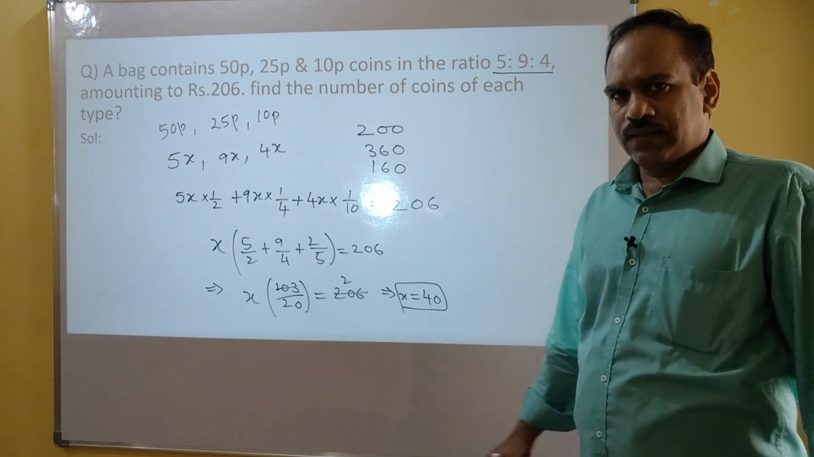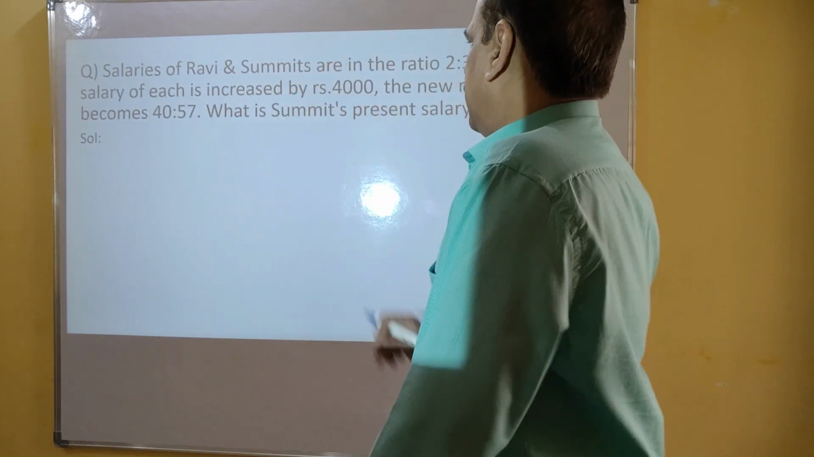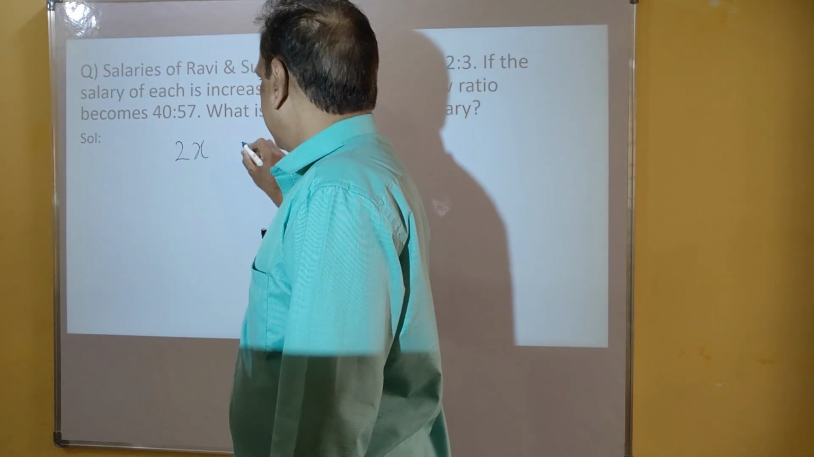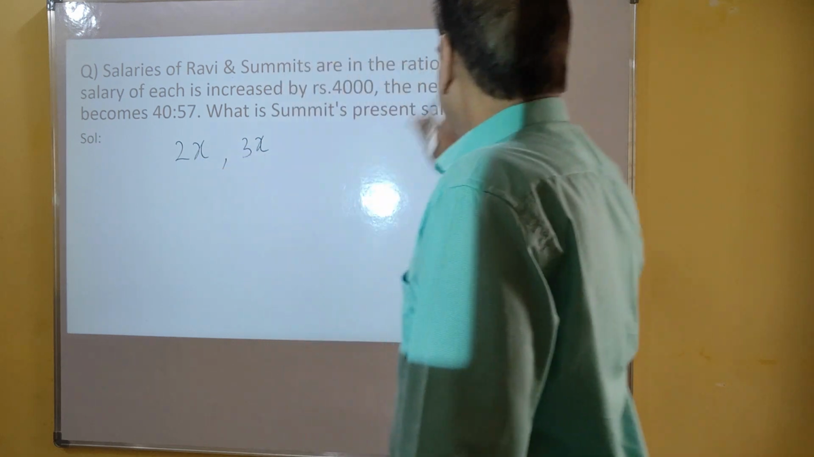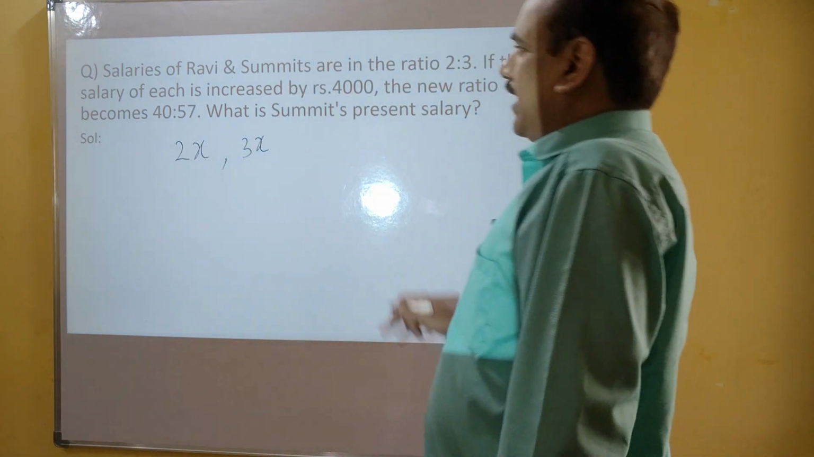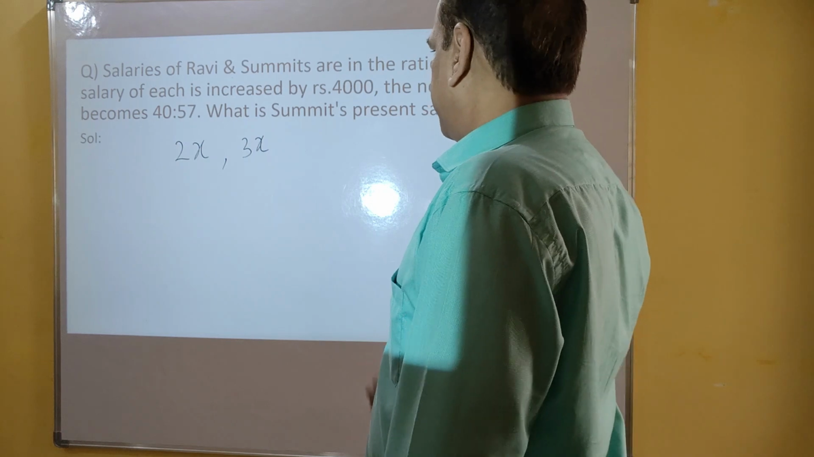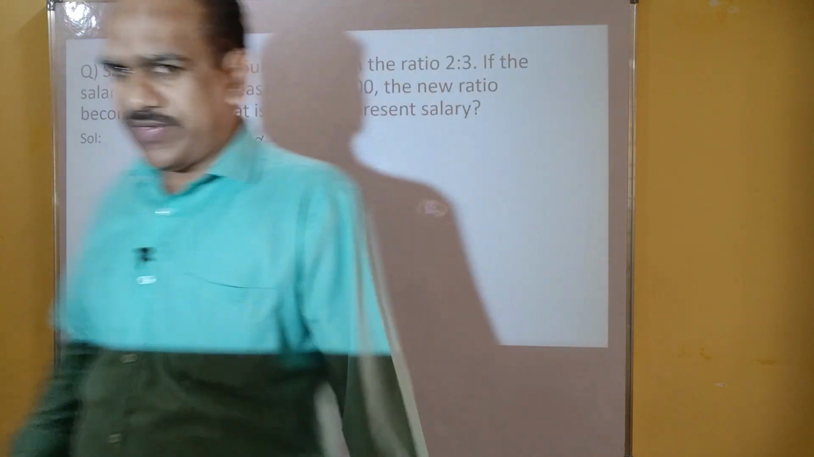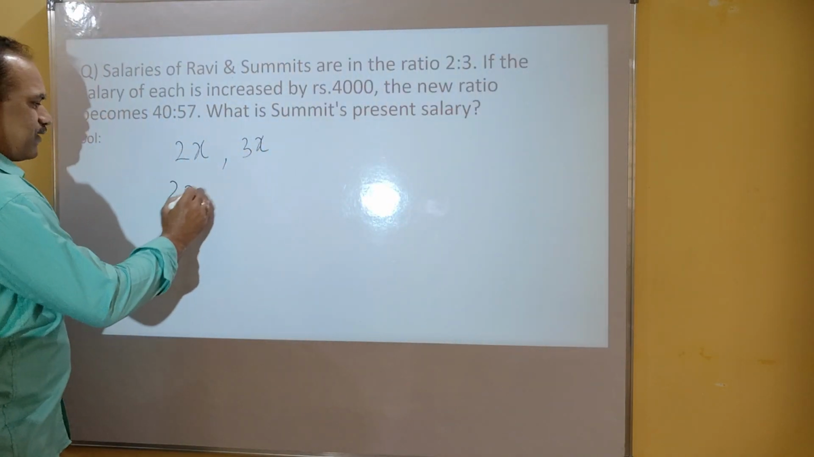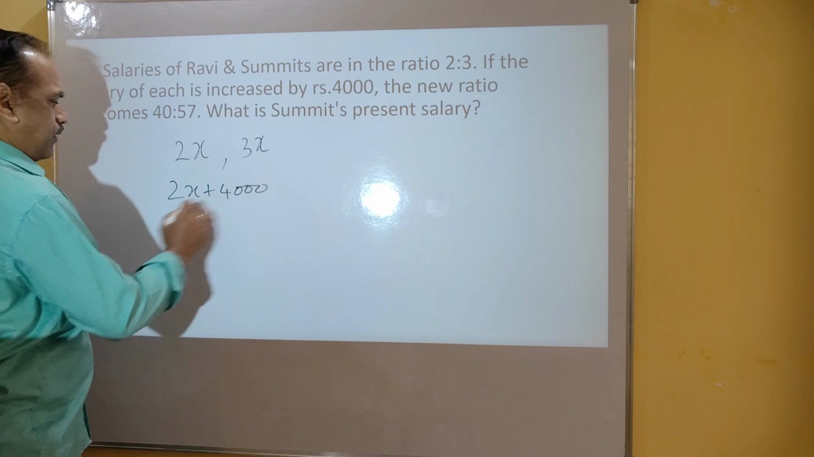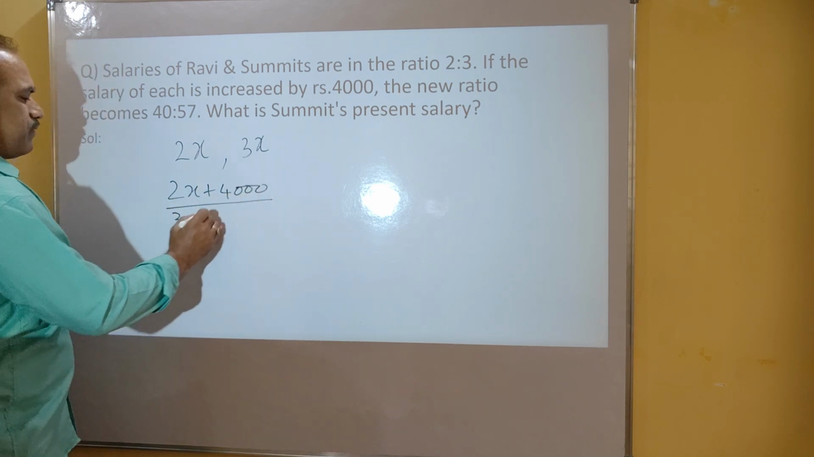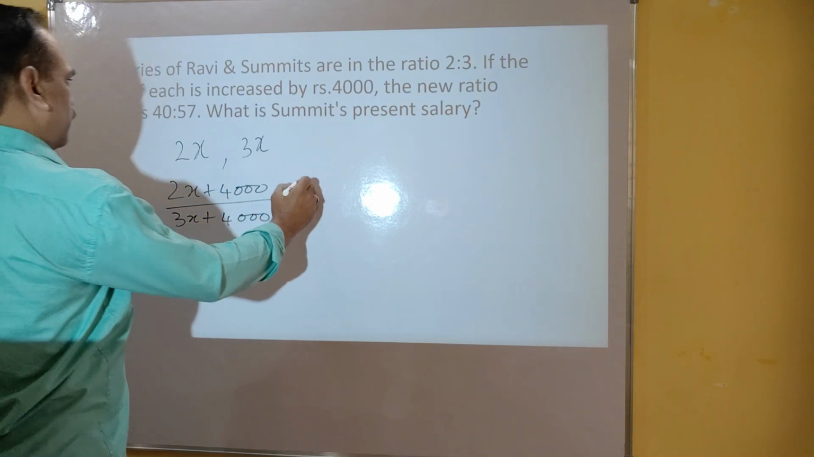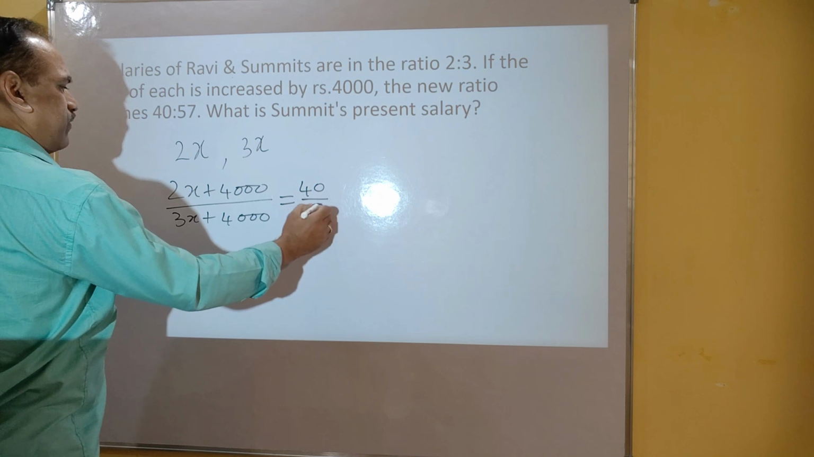Okay. The salaries of Ravi and Sumit are in the ratio 2:3. That means we can take their salaries as 2x and 3x because they are in the ratio 2:3. If the salary of each is increased by 4,000 rupees, then the new ratio becomes 40:57. So 2x plus 4,000 divided by 3x plus 4,000. These are the new salaries. This ratio becomes 40/57.